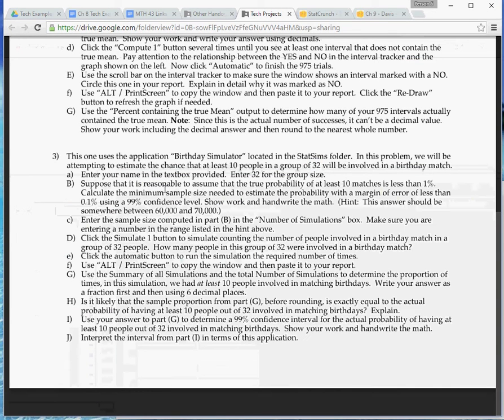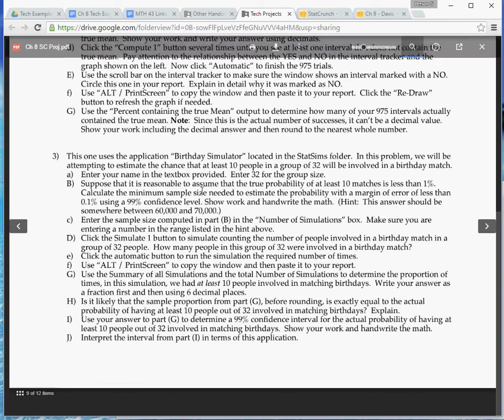Suppose that it's reasonable to assume that the true probability of at least 10 matches is less than 1%. Calculate the minimum sample size. Sample size is n. So they're asking us to calculate the n that we need to estimate the probability of our question up here with a margin of error less than 1% using a 95% confidence interval. Show your work and handwrite the math, or equation editor is fine, but it needs to look good. And a hint, the answer should be between 60 and 70,000.